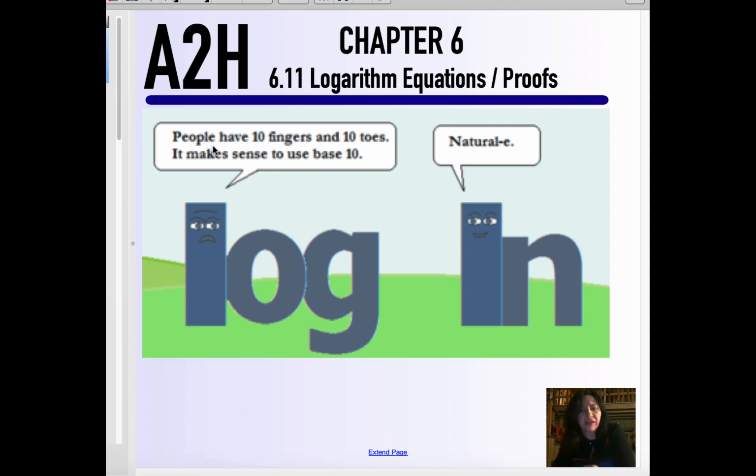Hi everyone, this lesson is for Algebra 2 honor students. This is chapter 6, section 6.11, logarithmic equations and proofs. So let's get started.